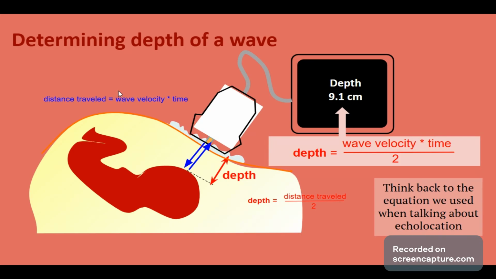But if we remember from the well problem or the echolocation stuff, the distance the wave traveled is not actually what we want. We want, in this case, the depth. And that is half of the distance the wave traveled. Because remember, the wave has to leave the transducer, reflect off of the change in material, and then bounce back to the transducer. So it went twice as far as we actually want. So we have to divide it by 2, which is where we get this depth equation, depth equaling wave velocity times time divided by 2.